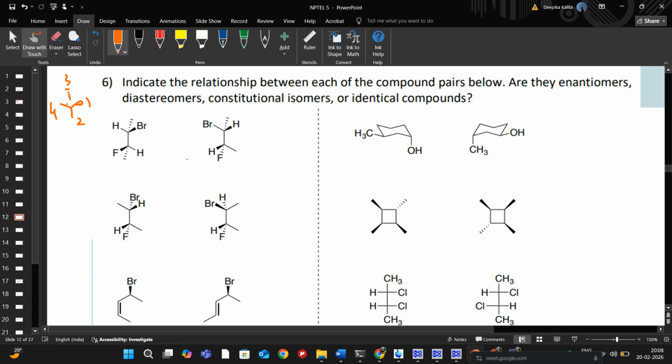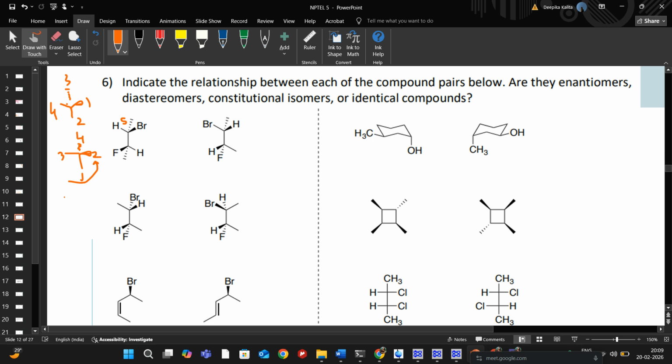Hence, we will have to exchange these two, and the third will come here, the fourth group will go below the plane, the first will come here, and the second will come above the plane, and the absolute configuration will hence be S for this center.